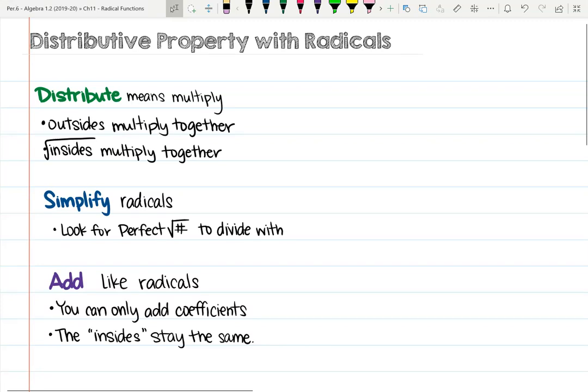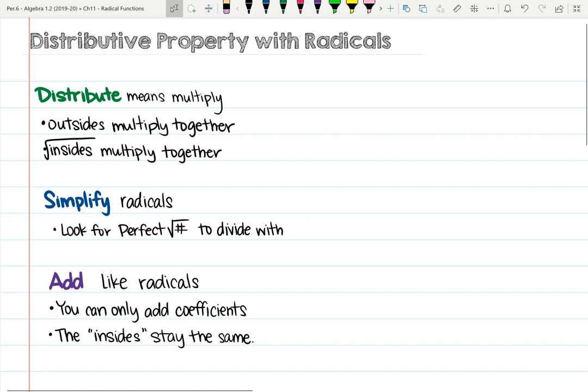Guys, so today what we're going to do is continue our lesson on radicals. Last week we talked about simplifying radicals, we were adding and subtracting radicals, and we started multiplying radicals before we left. So this week we're going to be talking about distributive property with radicals. And it's exactly as it sounds. We know what the distributive property is. We multiply things together.